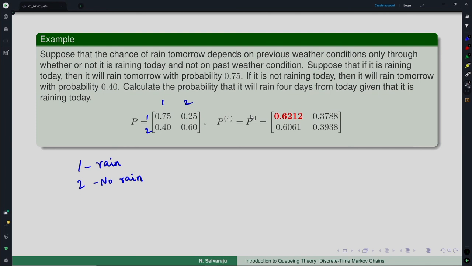Since I have the other 3 quantities, I can also answer if those are asked. One thing you can observe here is that in the original matrix we had 0.75 and 0.4, but here the rows have come very close to each other. If I take more powers, they will come even closer, and you will see a little later why and how, and what that means.